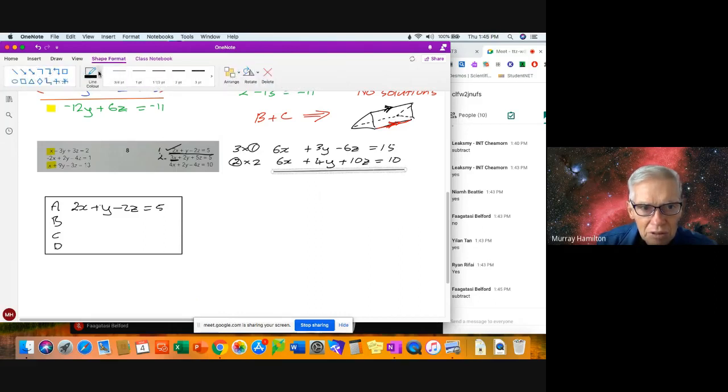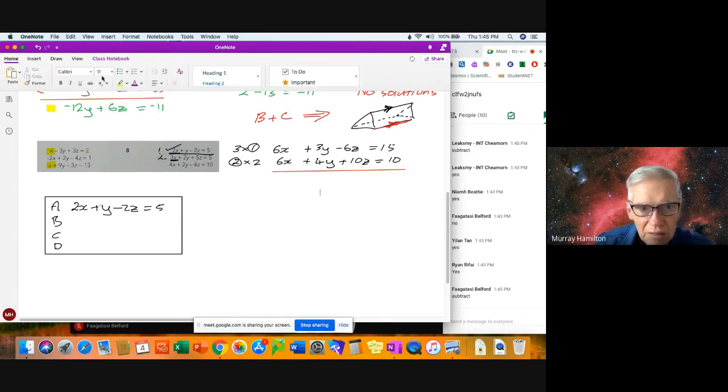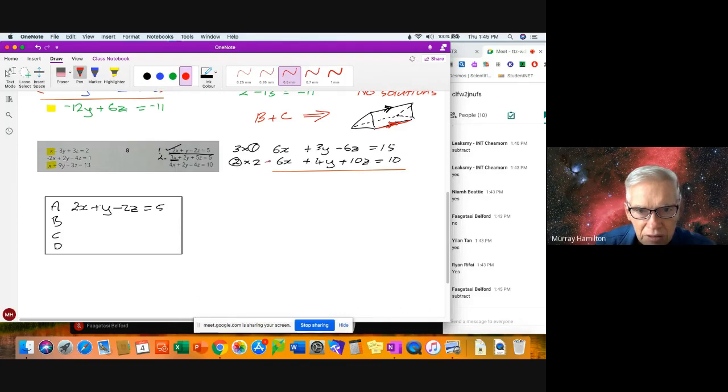And we will change the color. And we are going to subtract. You're correct, Tassi. So we're going to subtract these away. So I'll use a red pen here. I'm going to subtract everything.